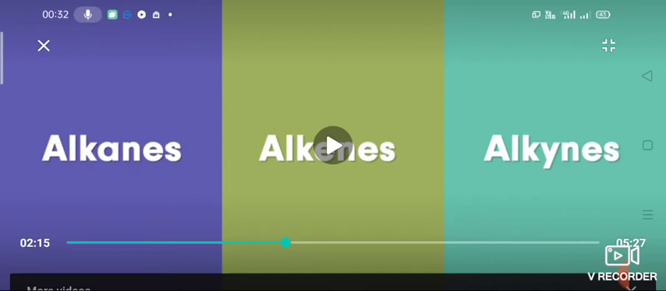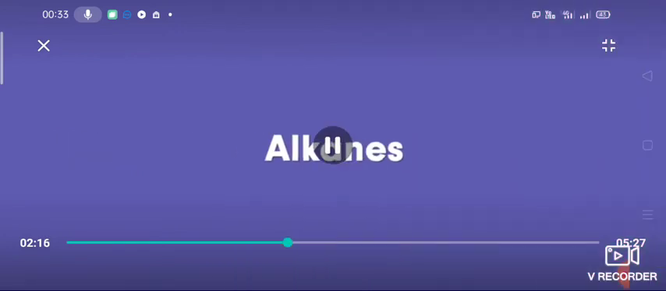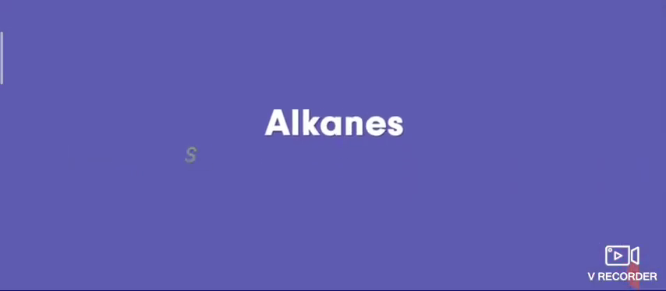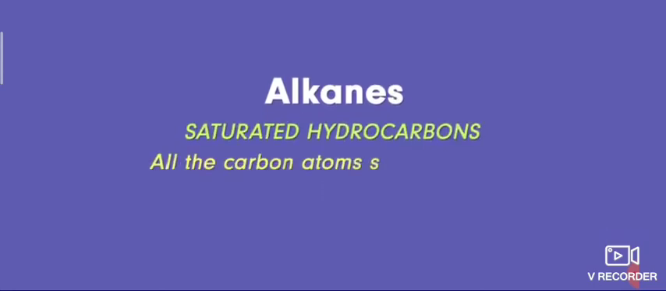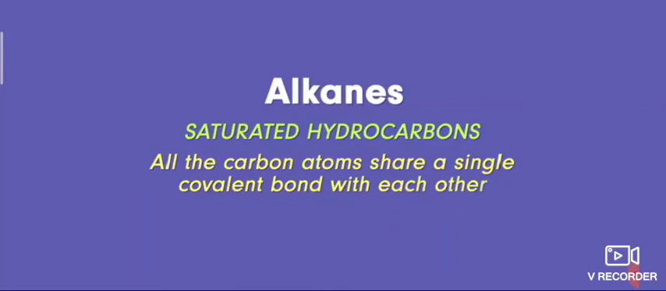Another example: for alkane, 3 carbon means we say it is propane. For alkene, 3 carbon means propene. And for alkyne, if it is 3 carbon, we will say it is propyne. So let us see the detailed study of alkane. With that detailed study of alkane, you can practice for alkene and alkyne also.